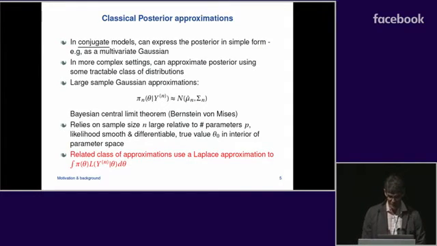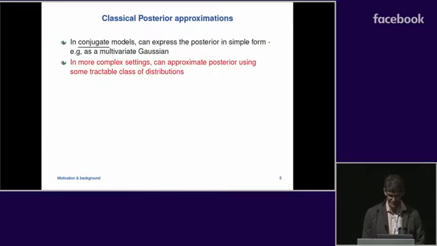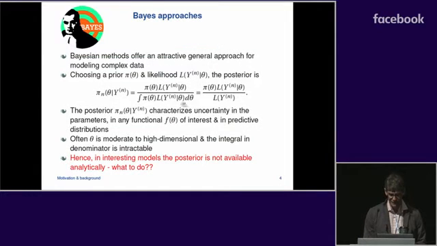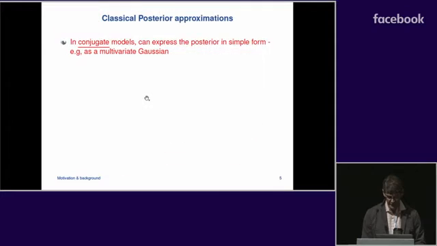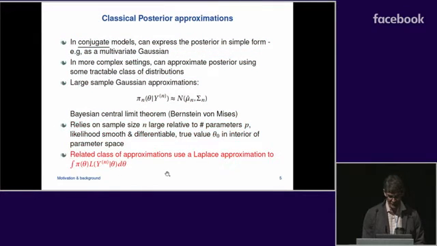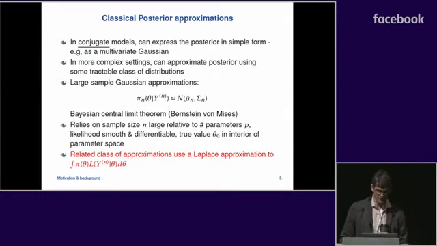Another class of approximations, which is really closely related to the large sample Gaussian approximation, is the Laplace approximation. We could take this posterior back here, and say, here's a hard integral that we can't calculate really easily, so we could use Laplace's method to approximate that integral, and we end up with essentially a large sample Gaussian type approximation to the posterior. That's called the Laplace approximation.